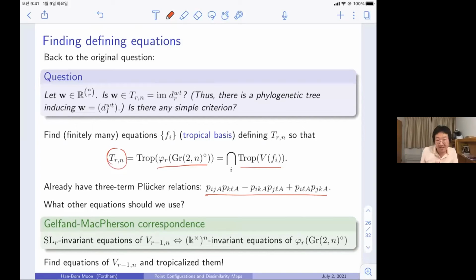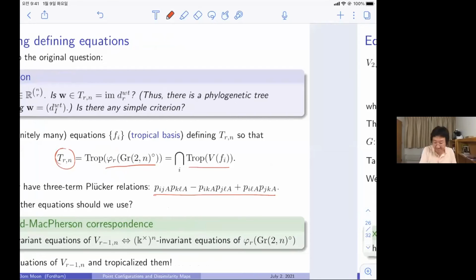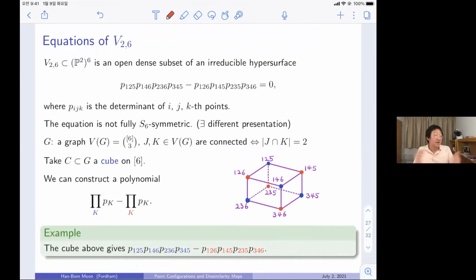So now this is really a classical algebraic geometry question. Let's think about the variety parameterizing n-point configurations in projective space P^{r-1} lying on some rational normal curve. This is an algebraic variety. Find the set of defining equations. Okay, so let's start with the simplest example, V_2^6. This is the set of 6 points on the projective plane P^2 lying on a rational normal curve in P^2, which is a smooth conic.